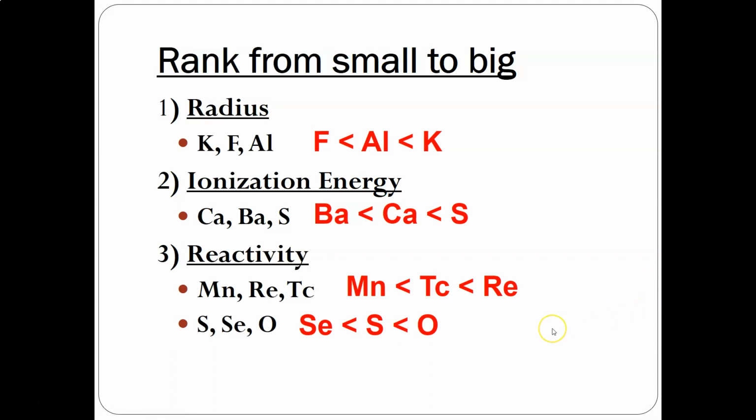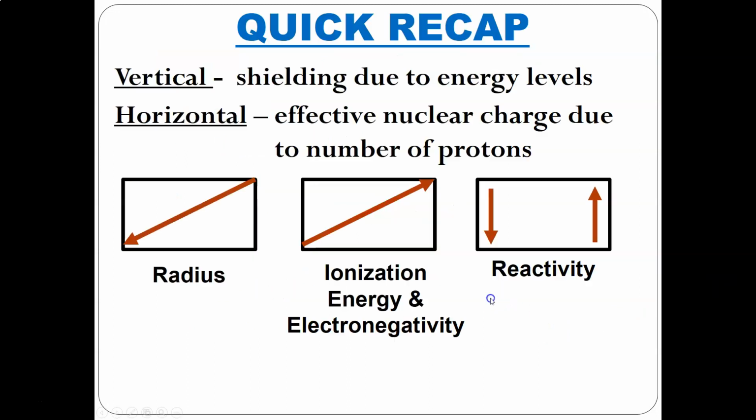So the last slide is just a really quick recap. When you're going up and down a column vertically, your shielding is going to change due to the energy levels, and that's going to result in all the patterns you see. When you go side to side, your effective nuclear charge is going to change because you're adding or having fewer protons depending on which direction you go. And that's going to result in all the patterns you see.